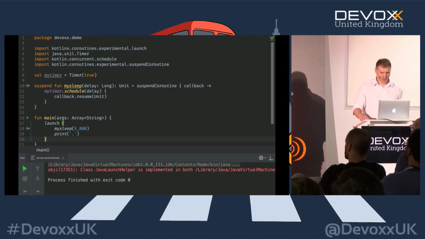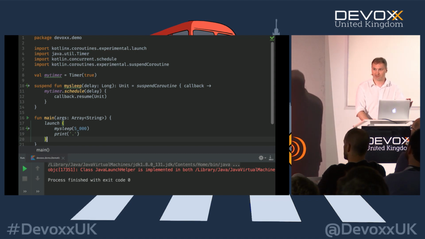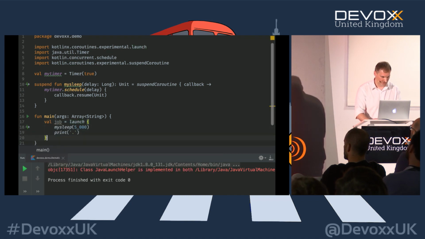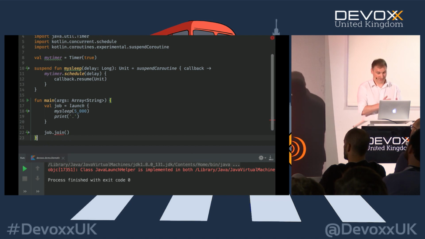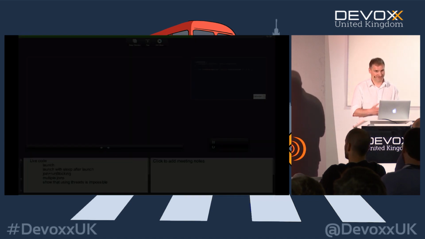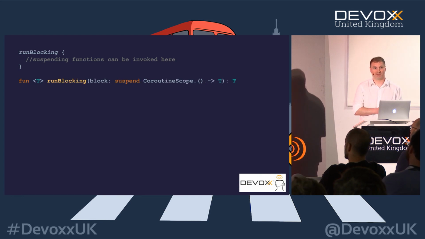So we've seen that there is this join function, which waits for the job to be finished. So we can try to use that. So we're going to assign a job and call job.join. But we still have a problem because join is a suspending function. We can't call it from the main method. So we have to use a different coroutine builder, which is called runBlocking.